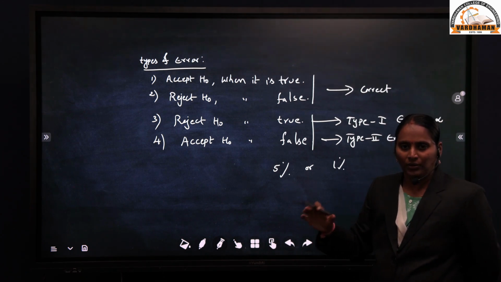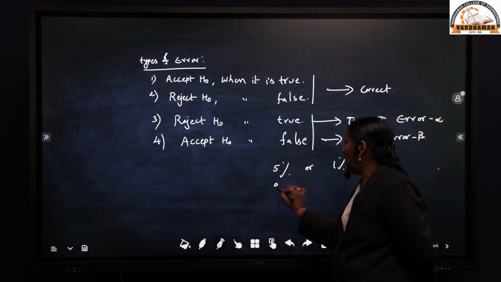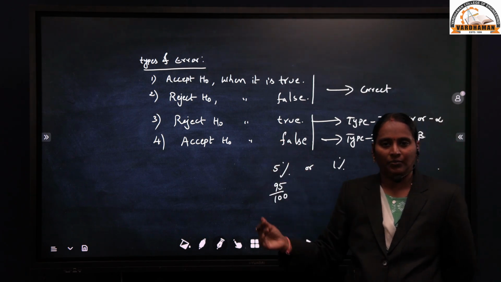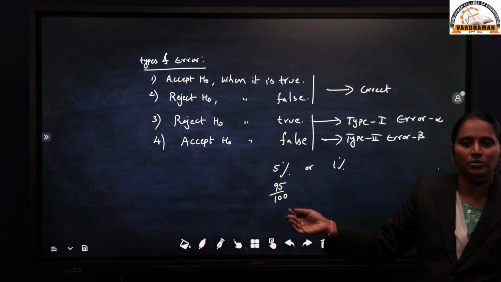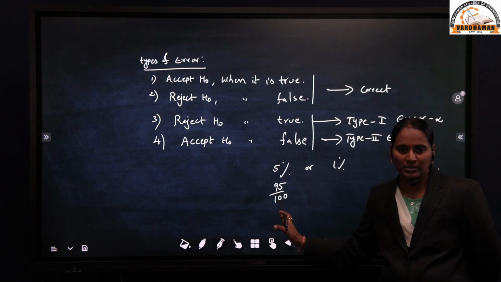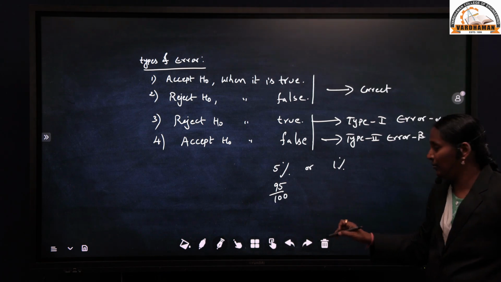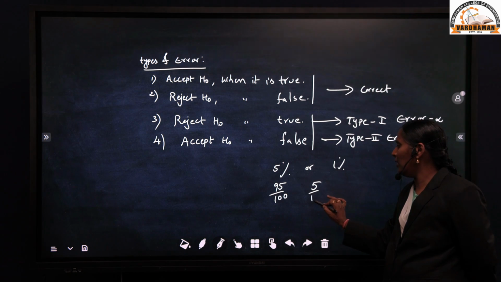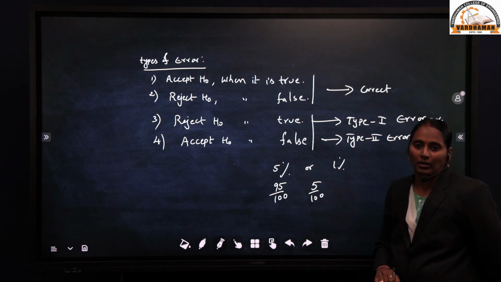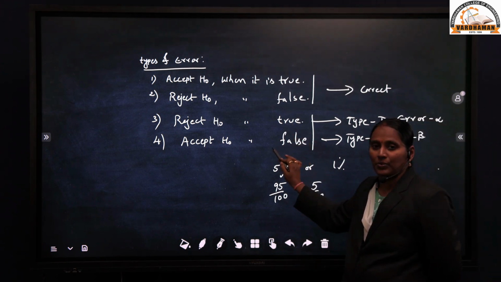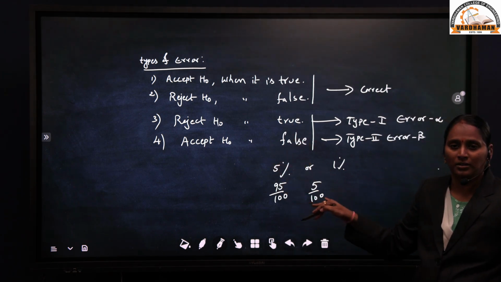The meaning of this is that 95 people out of 100 are going with the correct statement. It means they are always accepting H0 when it is true, and always rejecting H0 when it is false. There is no problem with these 95 people. The problem is the 5 people out of 100 who are going with the wrong statements. So your objective is to reduce the error.